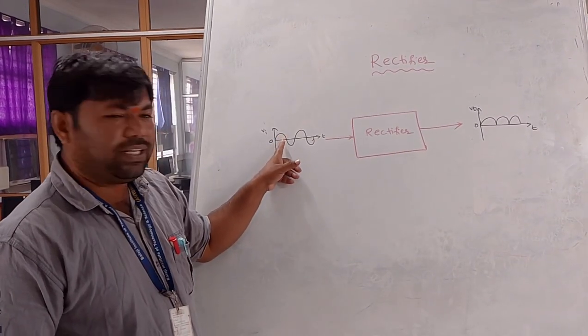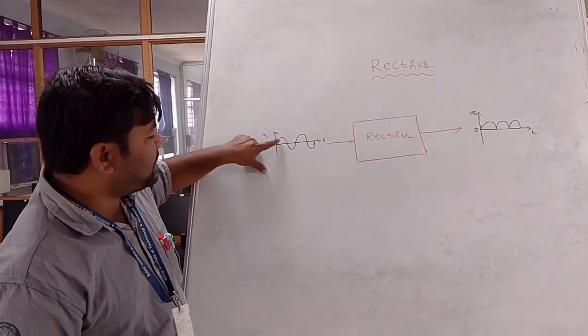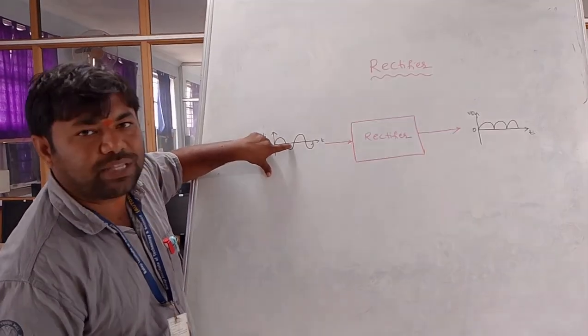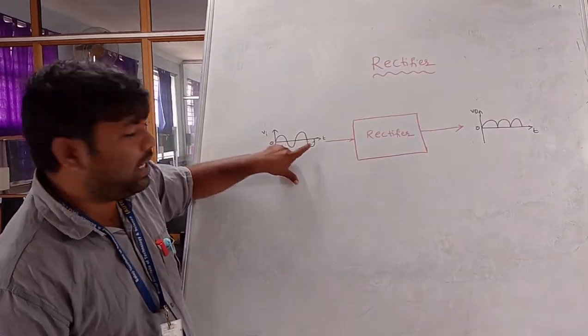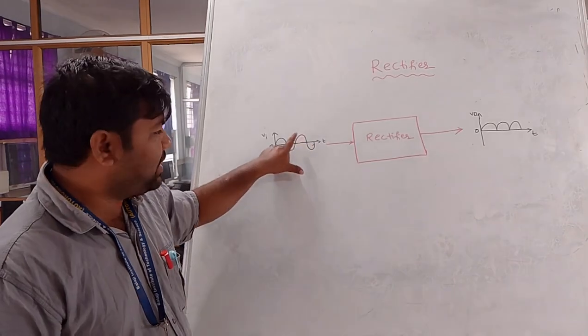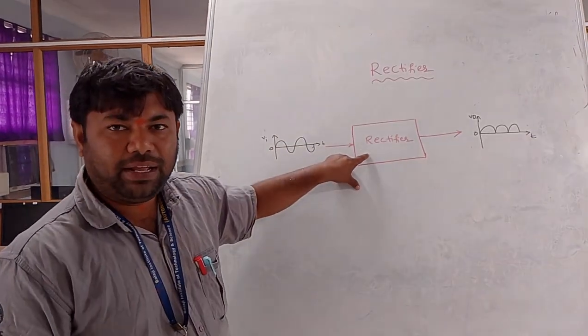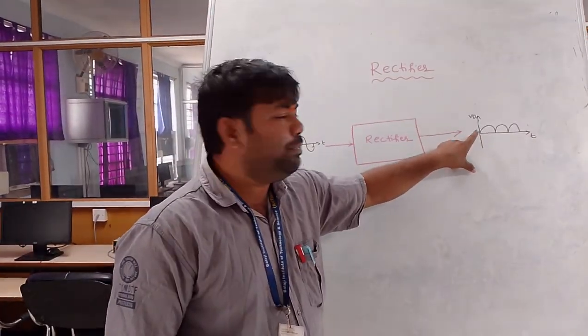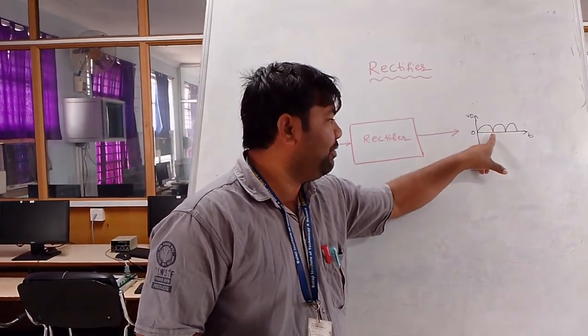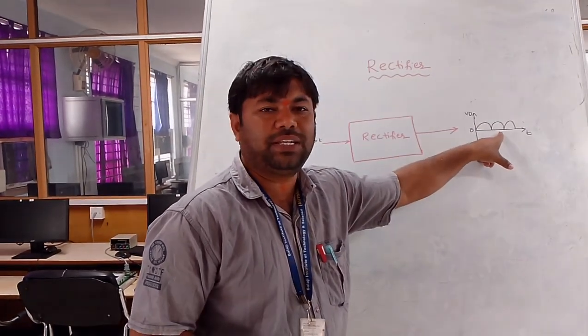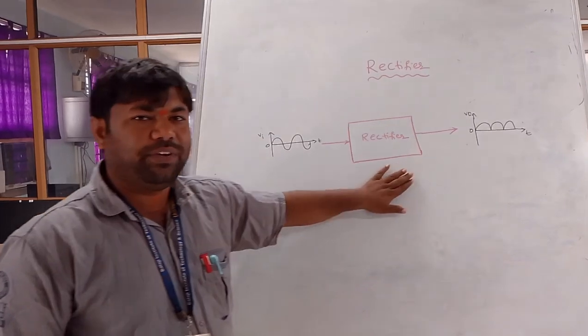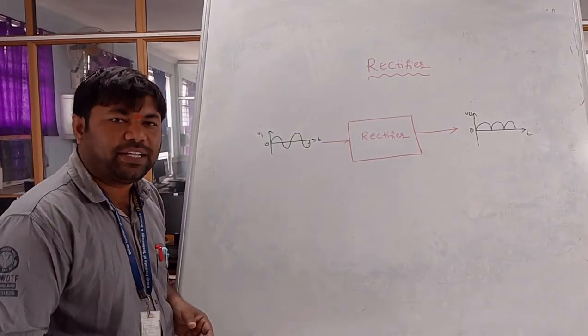Here the continuous signal is a sine wave signal: positive half of cycle, negative half of cycle, again positive half of cycle, negative half of cycle. We apply this signal to the rectifier. At the output we only get the pure DC signal, and the negative part is zero. Then we can call it a rectifier circuit.